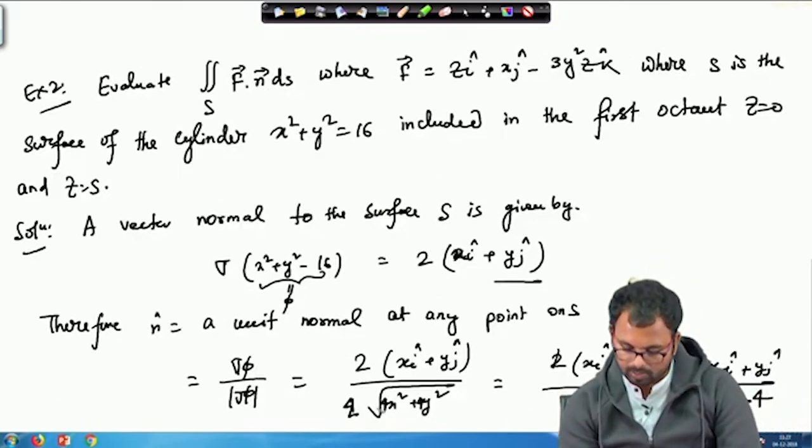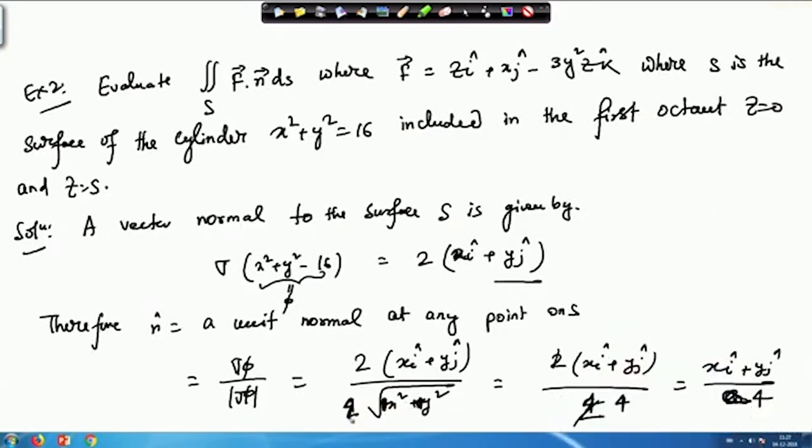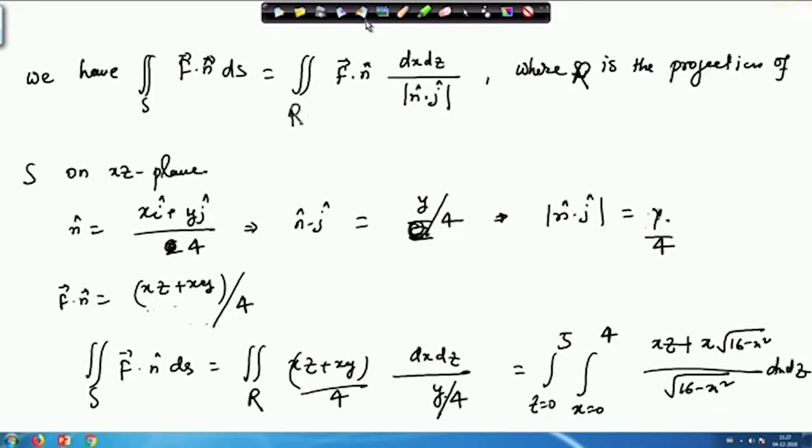Yeah, so here there is a small mix up. So it's just that here it will be x square plus y square, this 2 will come outside, and since x square plus y square equals 16, so it will be 2 times 4. So the 2s will get cancelled, so we will obtain simply 4. Yeah, sorry about that mix up. And then when we take the dot product, this will be y by 4, and this will be xz plus xy by 4. So ultimately they get cancelled, so they really do not affect anything. It's just that yeah, we have to be a little bit careful.